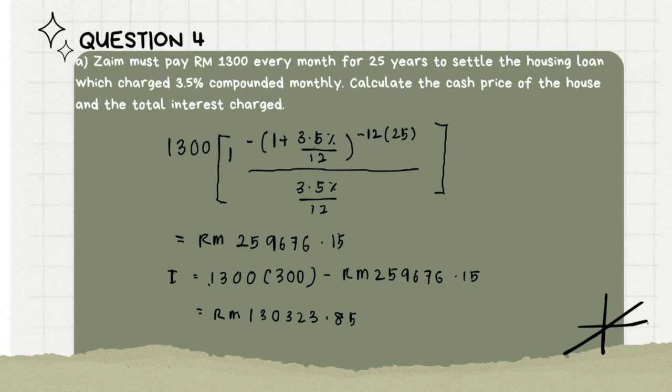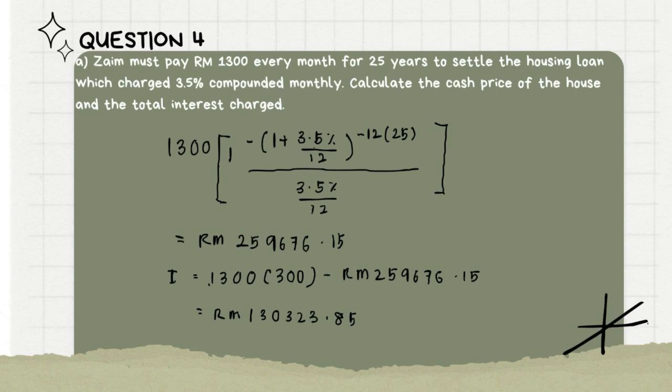So, we have to use the present value formula, which is A equals R[1 minus (1 plus i) to the power of negative n] divided by i. Substitute into the formula, it will be 1,300 ringgit [1 minus (1 plus 3.5% over 12) to the power of negative 12 times 25] divided by 3.5% over 12. So the final answer is 259676.15.